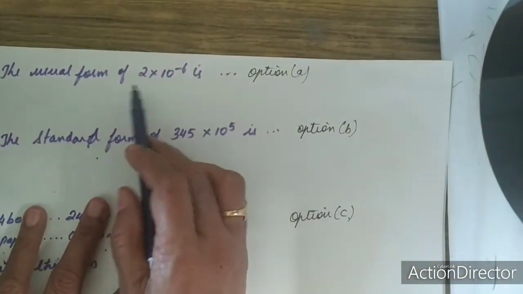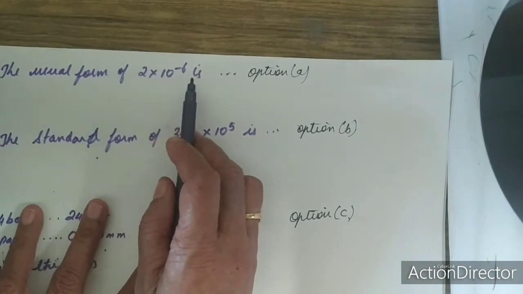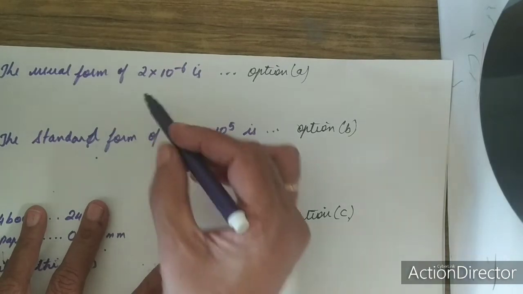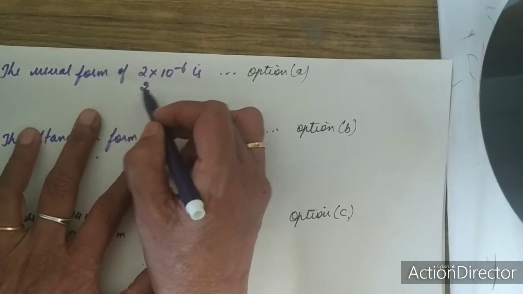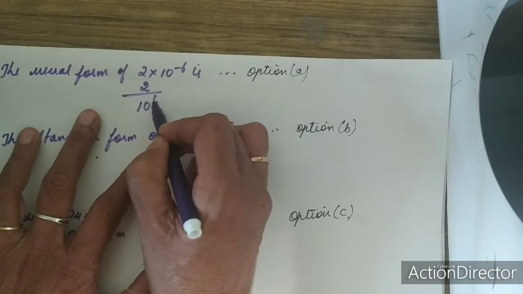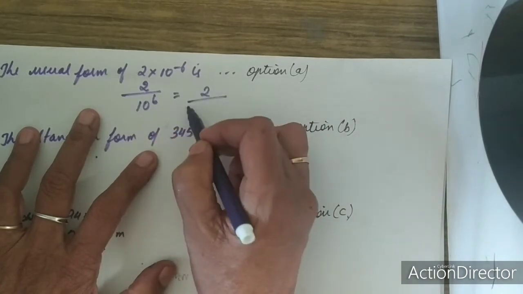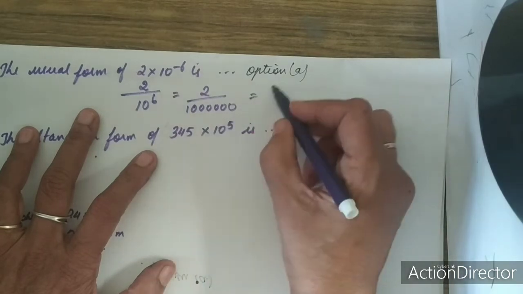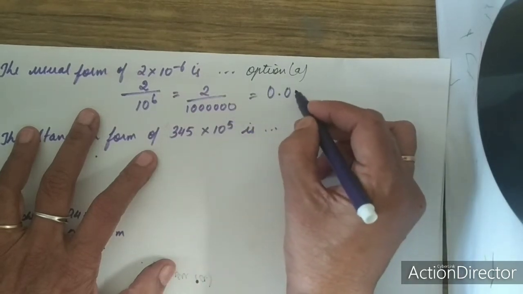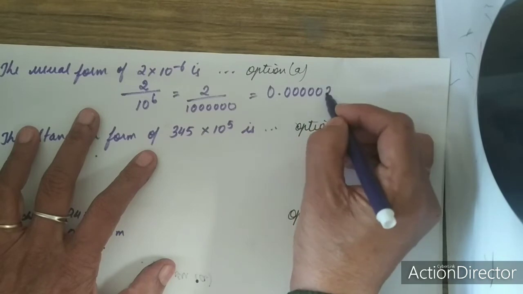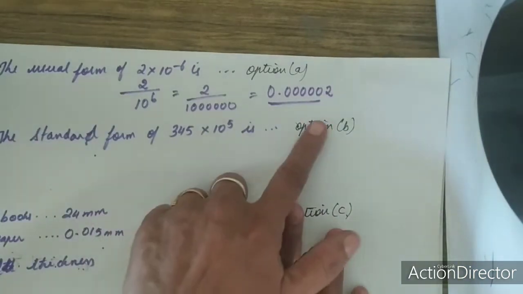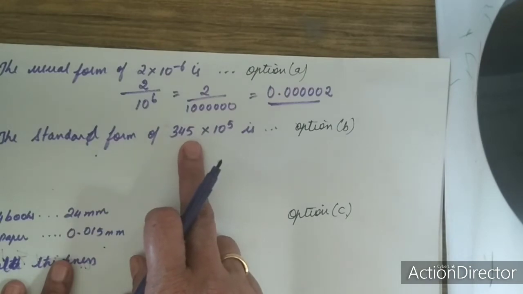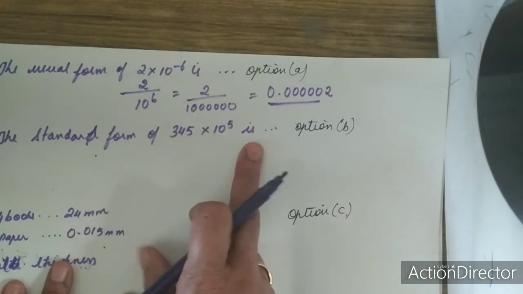Next, the usual form of 2 into 10 power minus 6. This is the standard form given over here. You have to convert it into usual form. So this can be written as 2 upon 10 power 6 making the power positive, or 2 upon 1 followed by 6 zeros. 1, 2, 3, 4, 5, 6. So keep the decimal point 0.1, 2, 3, 4, 5 and then 2. This is the usual form. Now the standard form of 345 into 10 power 5 is asked.